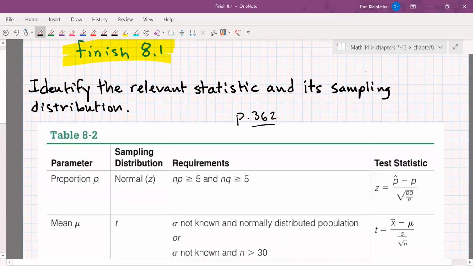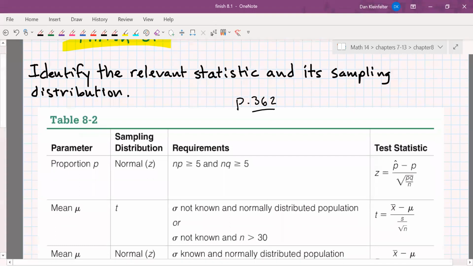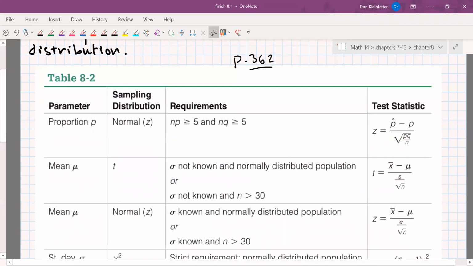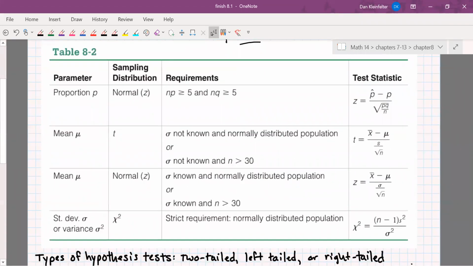Welcome back, everybody. In this video, we'll be finishing up section 8.1. And so in this first part, we'll be looking at the different test statistics that you'll use in conducting a hypothesis test. Depending on what it is that you're trying to test, you'll use a different test statistic.